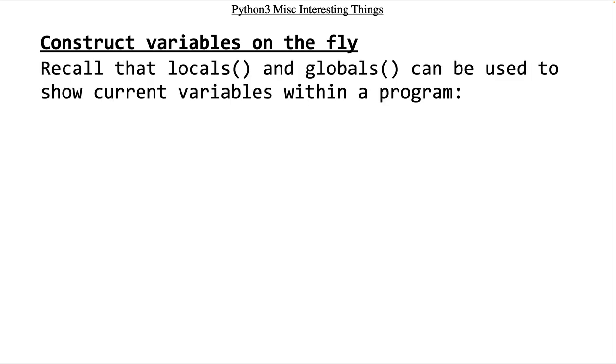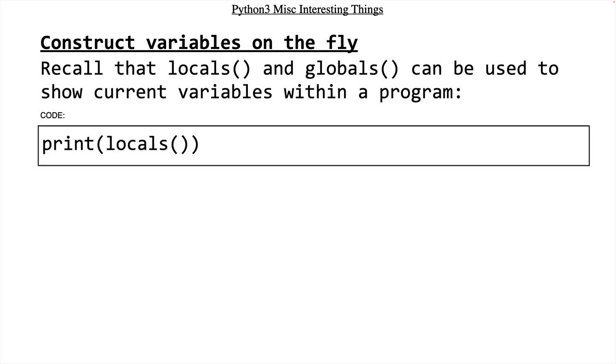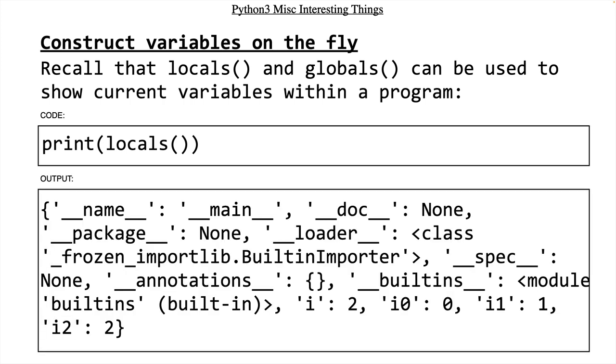The next thing is sometimes you want to construct variable names or variables on the fly. That is, build the name out of a string or out of a loop variable. And one thing that we recall very early on, I think I talked about the locals and globals functions, and these are used to show the current values of variables within your program. So, for example, if you print locals, it's going to show you all the local variables and their values in your current program or in your current Python shell.